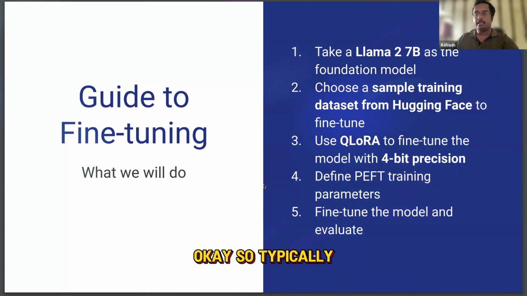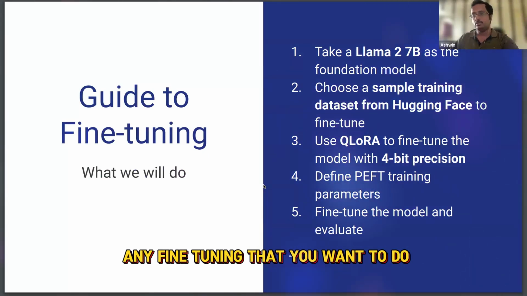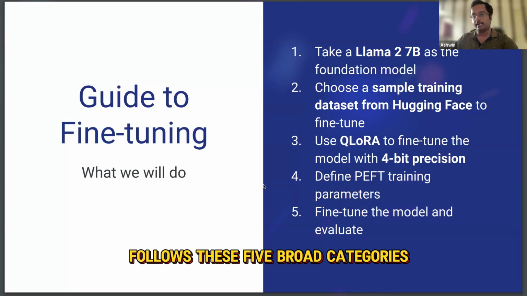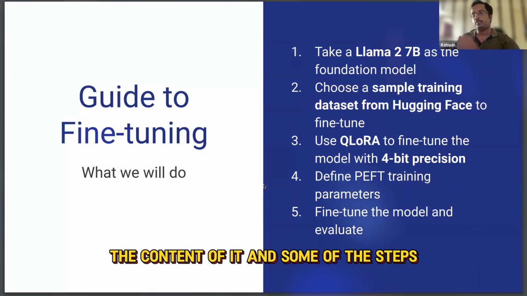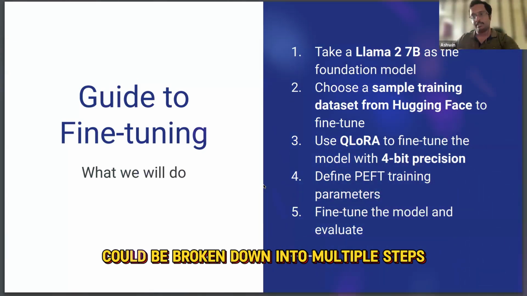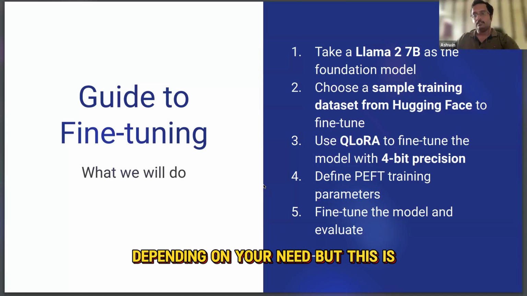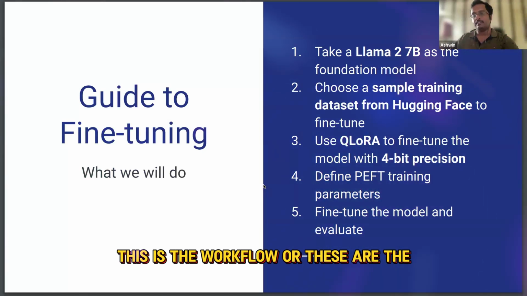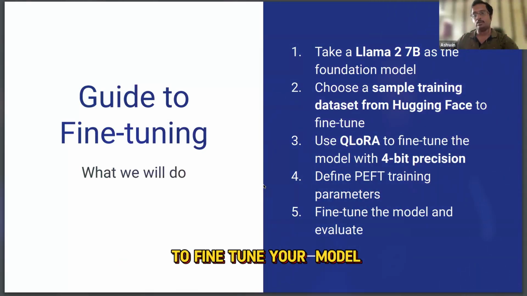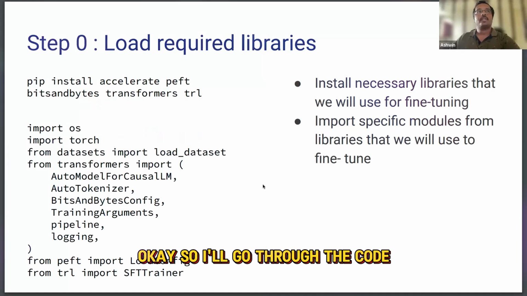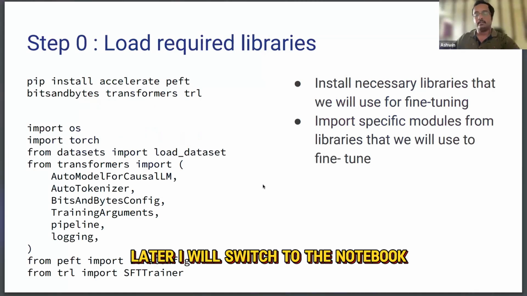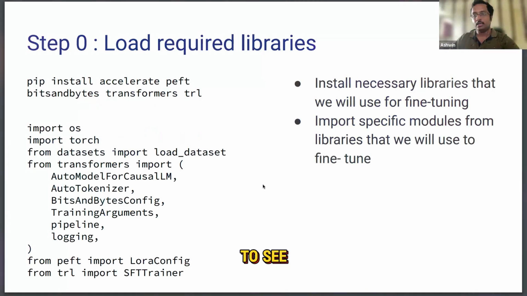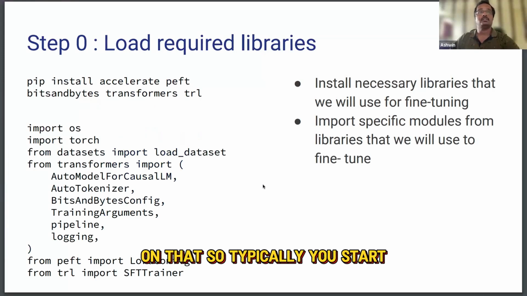Okay. So typically, any fine-tuning that you want to do follows these 5 broad categories. Some of the steps could be broken down into multiple steps depending on your need. But this is the workflow, or these are the steps that you normally follow to fine tune the model. Okay, so I'll go through the code. Later I will switch to the notebook to see how much we can go through on that.